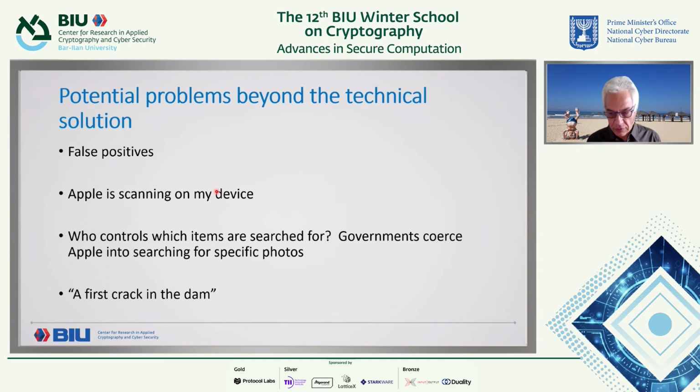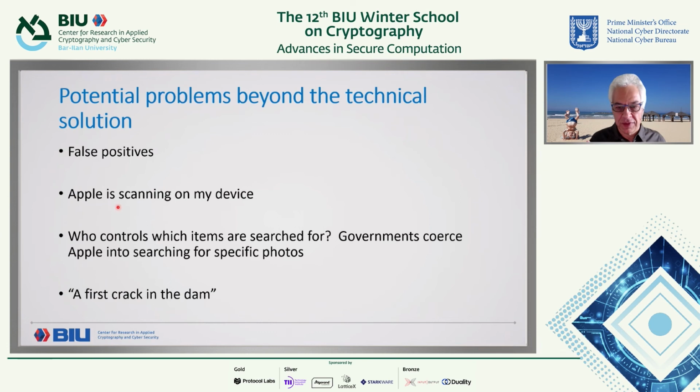Now, there are many potential problems which I didn't discuss here, and these were the big problems. First, there might be false positives, so they set the parameters so that this happens with very low probability. There can be attacks on the machine learning, trying to attack the PhotoDNA algorithm. I think there are good solutions for that, but I won't go into them.